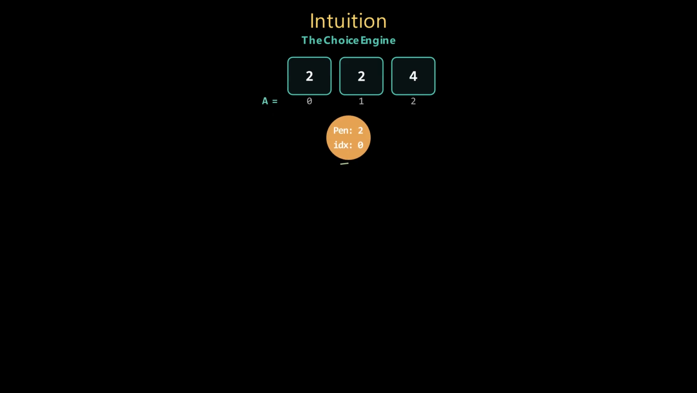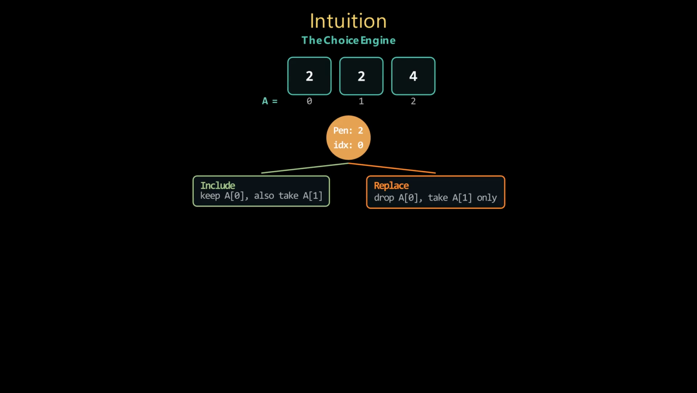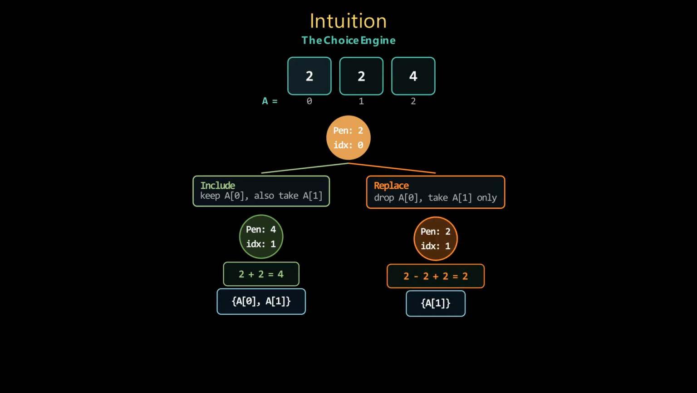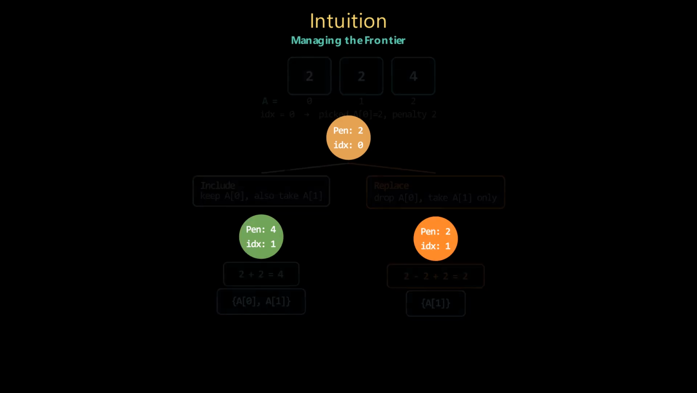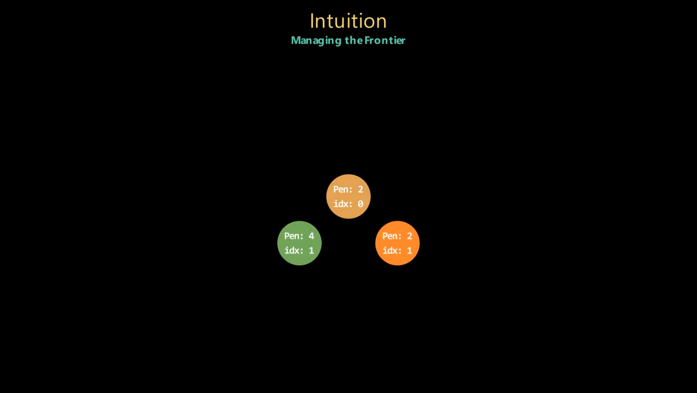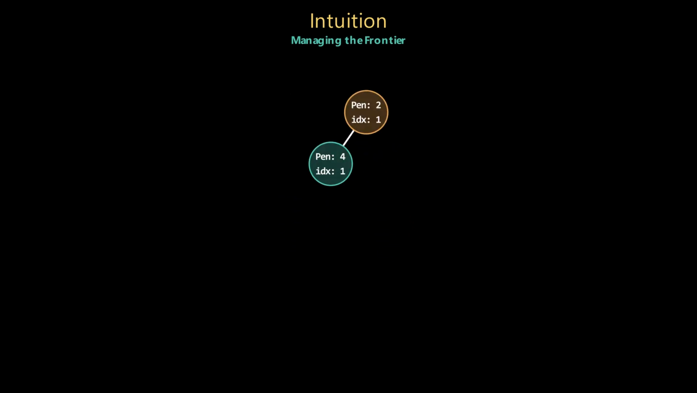From here, we branch out using 2 strategic choices. We can include the next element, expanding our subset by adding the next penalty value. Or, we can replace our current choice, which means we undo our last addition and swap it for the next element instead. This logic ensures we systematically discover every possible penalty combination. We store every candidate state in a min heap and always process the smallest penalty next.